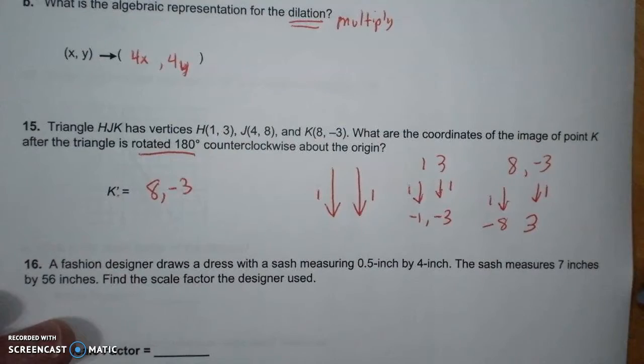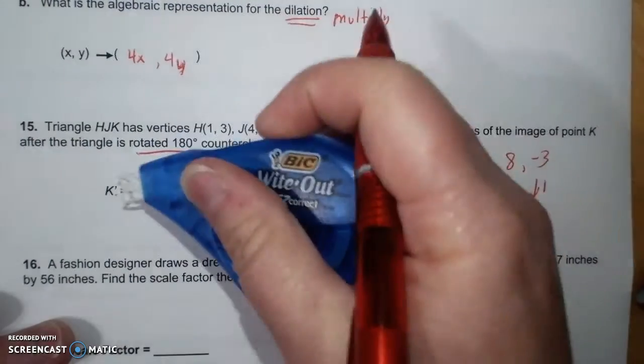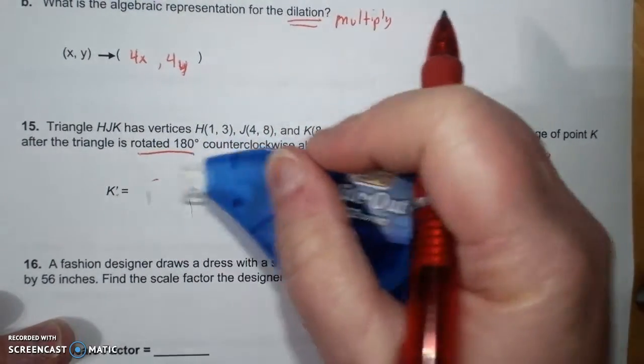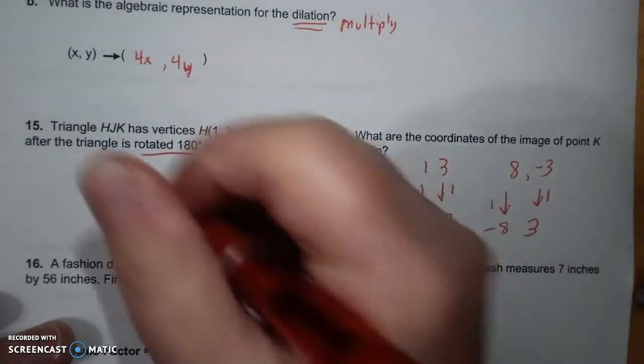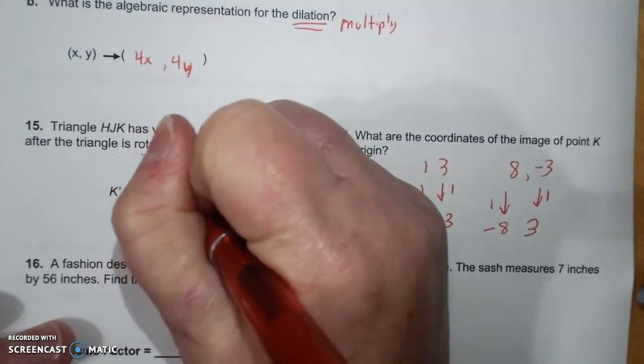Woo! Look at that, whiteout again. I copied K. Oh, pay attention. Okay, so my K prime is negative 8, 3.